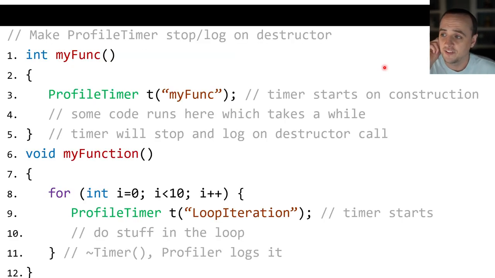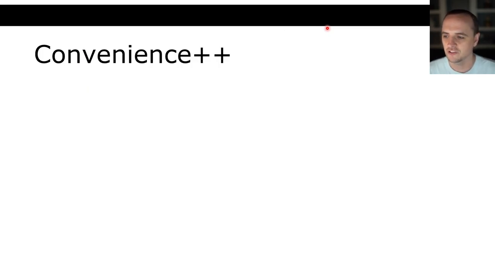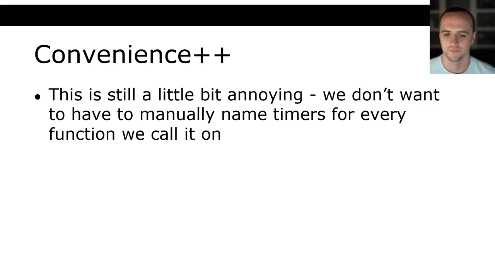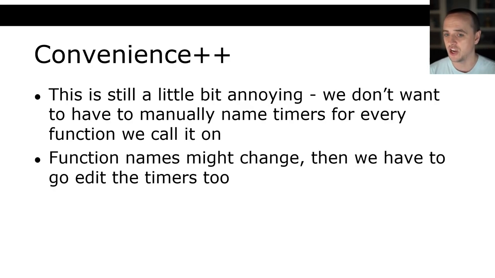Now, this is still a little bit inconvenient. Even though it's just one line of code, it's too much stuff. Look at this. Profile timer T myfunc. Okay, that's too much code. Let's go even further with the convenience. This is still a little bit annoying. We don't want to have to manually name our timers for every function that we call on it, right? Function names might change, and then we have to go and edit the timer names. Oh my God, what a nightmare that would be.